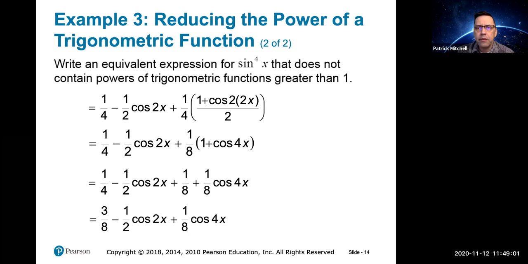All right. So someday in calculus 2, you may be asked to integrate sine to the 4th x. And in order to do that, you will have to rewrite sine to the 4th x like this.